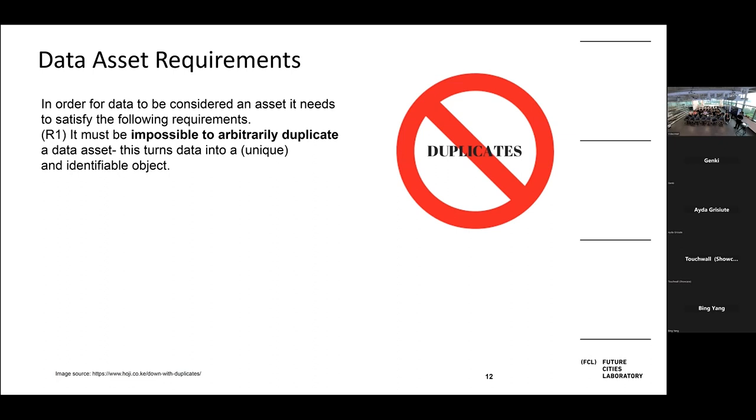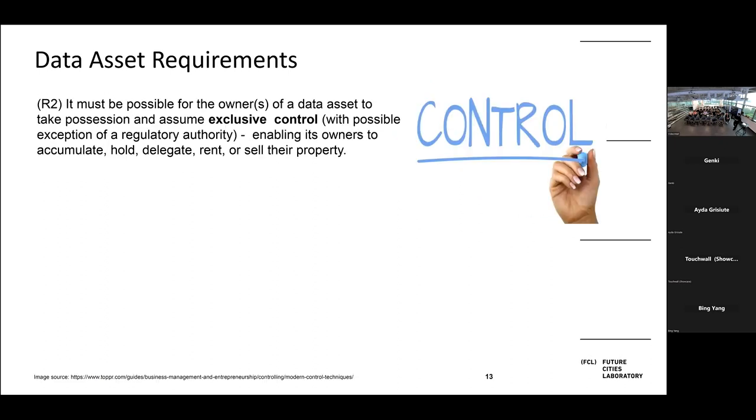And the next one, it's about control. When you own a house, you have the door, you have the lock, you probably have multiple locks. So clearly you need to be able to take possession and exclusive control of the information, and also as its owner, possible to accumulate, hold, delegate, rent, or sell the property. So control is another crucial aspect of what a data asset should be able to do, and hence this requirement.